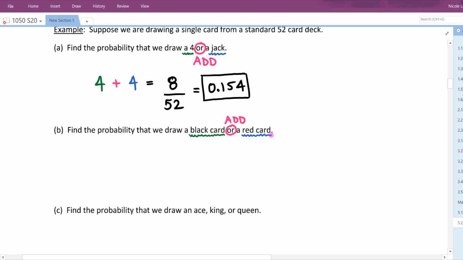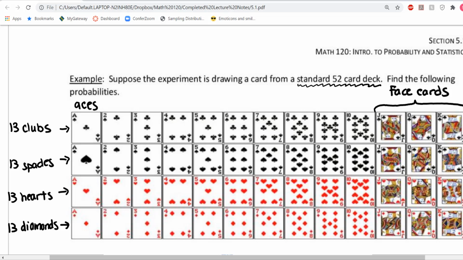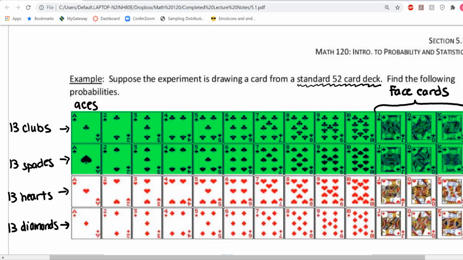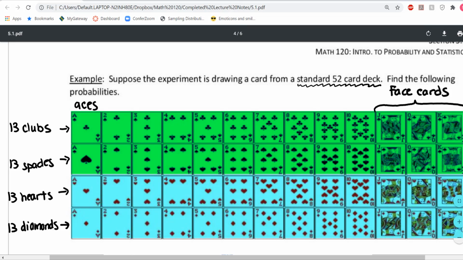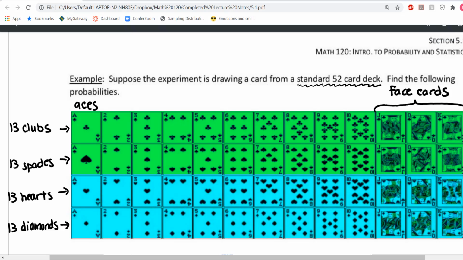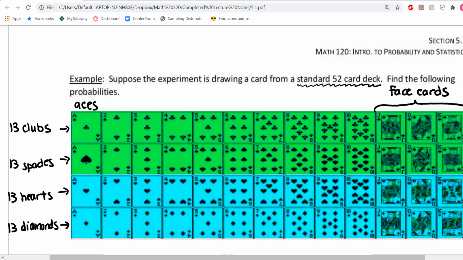Okay, so let's go back to our image of the deck of cards. Again, make sure that these two events are disjoint, nothing in common. Well, here are all of our black cards. And then here are all of our red cards. Okay, and then you can see again that these two groups have nothing in common. There's no overlap between the two groups, so that means they are disjoint. So then that means we can just simply add the two numbers together.